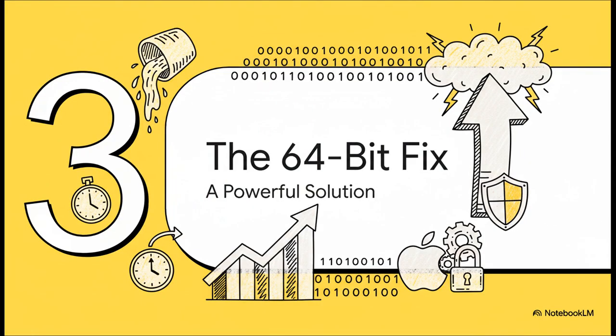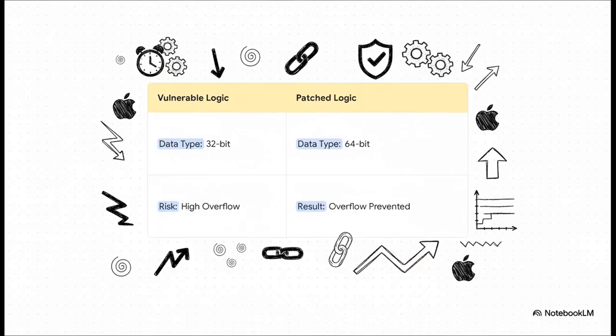So if the problem was basically using a bucket that was too small to hold the number, the solution thankfully was pretty straightforward: get a bigger bucket. And here it is. This is a super simplified look at the code change. The original code used a data type called time_t, which, for historical compatibility reasons, is often just a 32-bit integer. The fix was to change it to int64_t, which explicitly tells the computer, hey, use a 64-bit integer for this, no matter what. The actual security logic, the if statement, didn't change at all. They just changed the data type, and that was it.